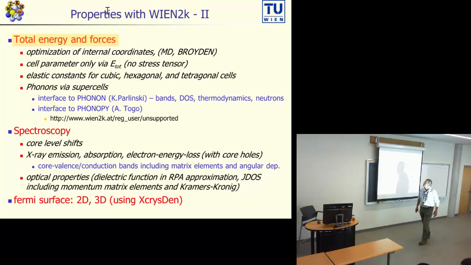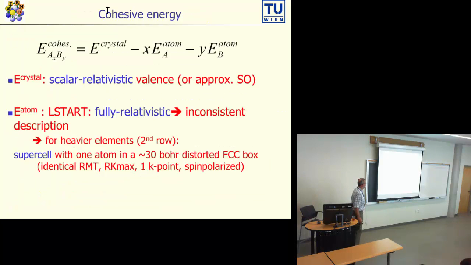So we'll continue the discussion of properties of WIEN2k, and today I will focus mainly on total energies and forces and what we can do with these quantities. Now the first quantity you may want to calculate in a solid is its cohesive energy. The cohesive energy is defined as the difference of the energy of your crystal minus the energies of the free atoms, weighted according to the stoichiometry.